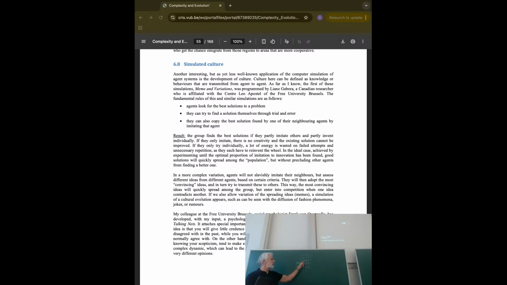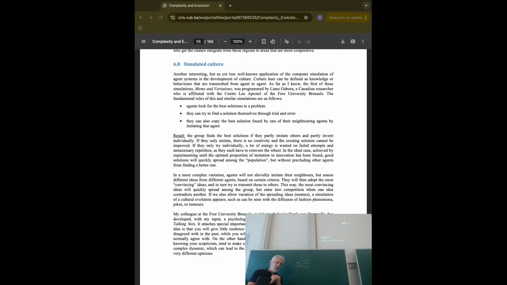If all the agents would be trying out for themselves, yeah, okay, they would occasionally find better and better solutions, but it would take a very long time before all of them would have found the best solution. The other extreme is all the agents are imitators. That means they start with a random solution and then they just imitate whatever the others are doing. In that case, you never will find a better solution.